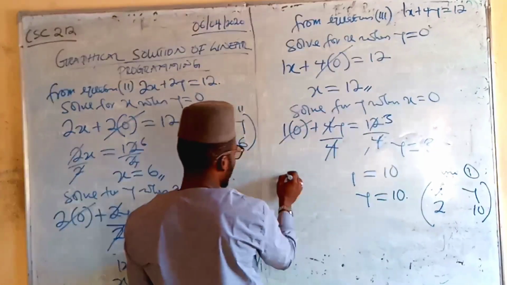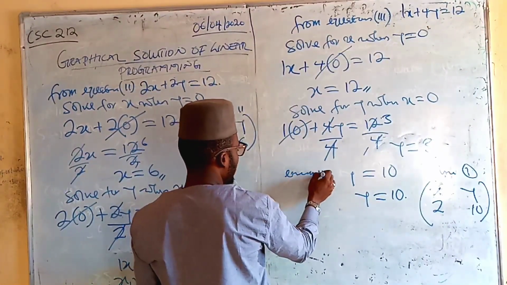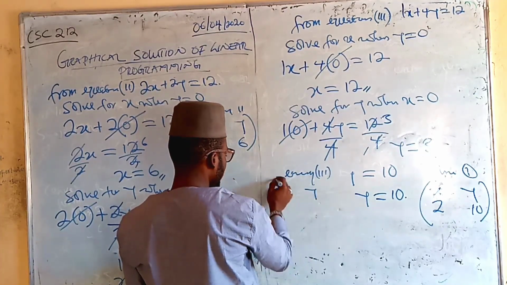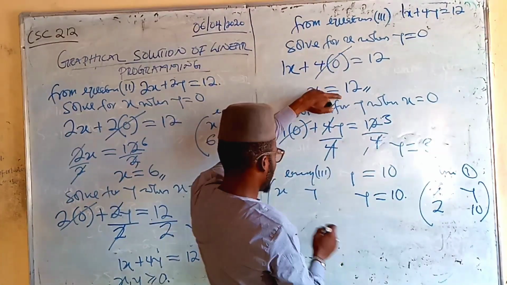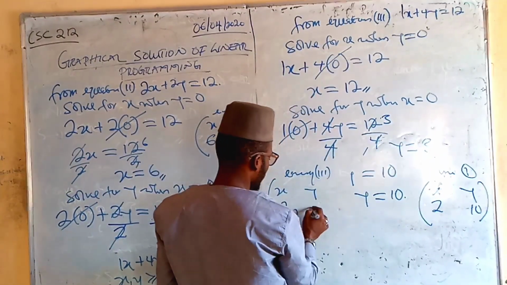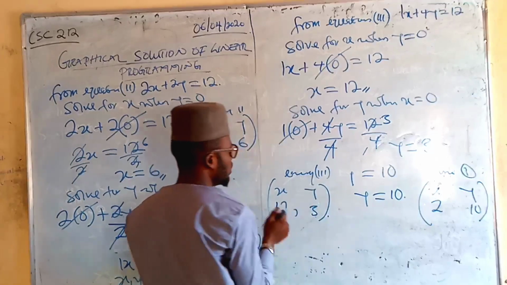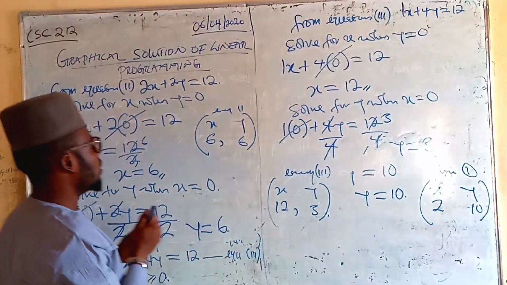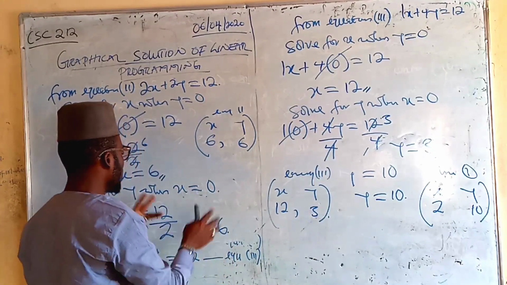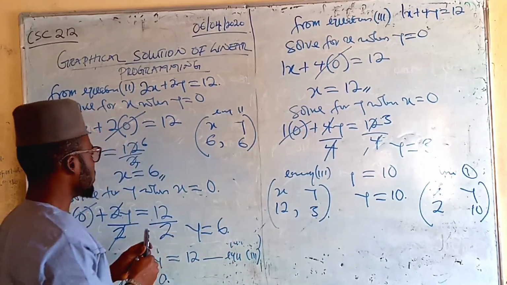So the value of x and y in equation 3: x is equal to 12 and y is equal to 3. So we have already gotten the values of x and y in all the three equations.